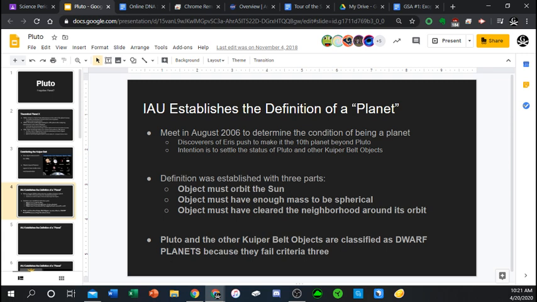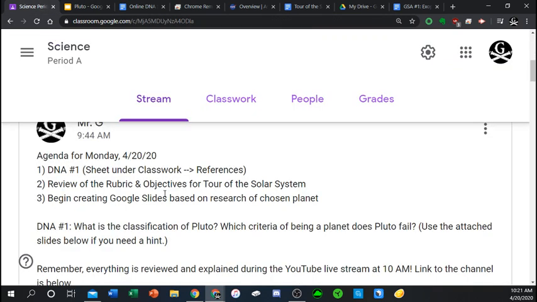But this is what you're focusing on. If your brain's hurting, this is what you're focusing on. What is the classification of Pluto? Which criteria of being a planet does Pluto fail?